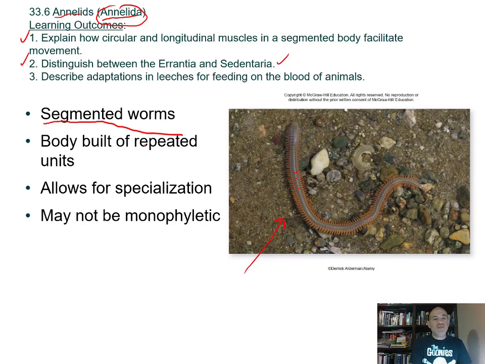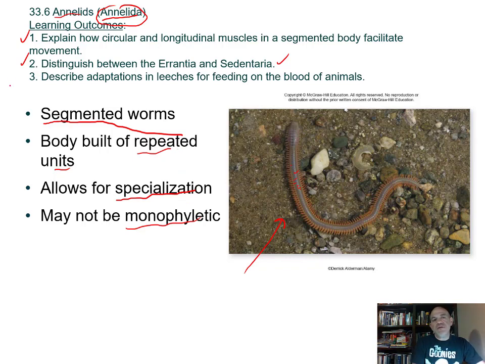Now, these segments allow for repeating units along the body. Within any given segment, you may have some specialization occur. So you might not have just one long intestine, but different sections of the digestive system. The group is not thought to be monophyletic overall, meaning sharing one common ancestor.